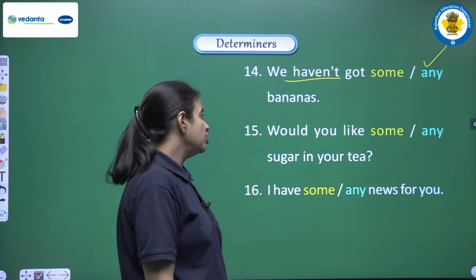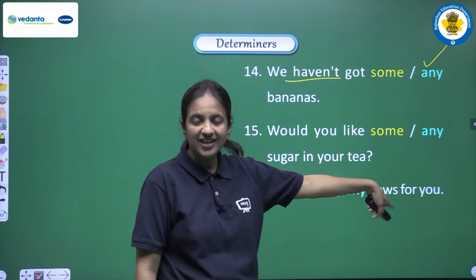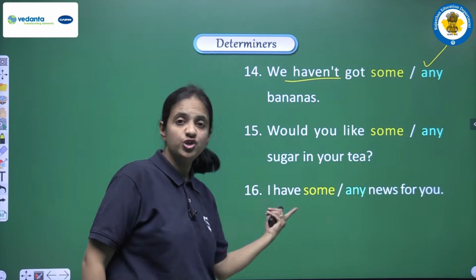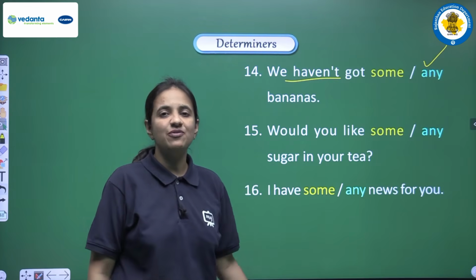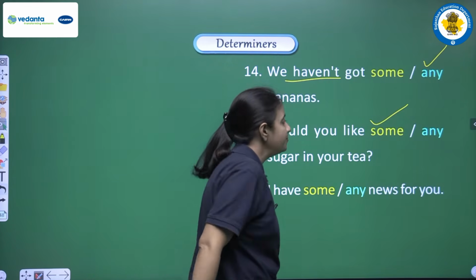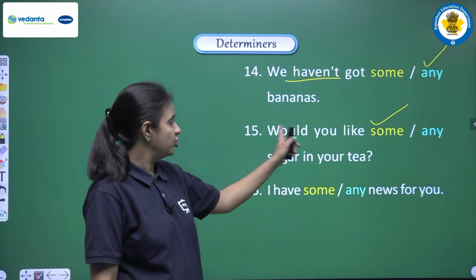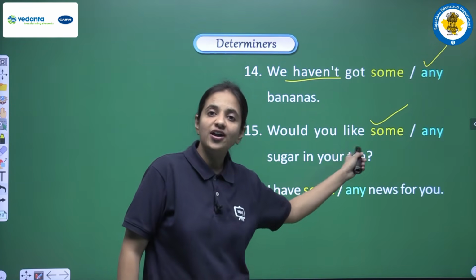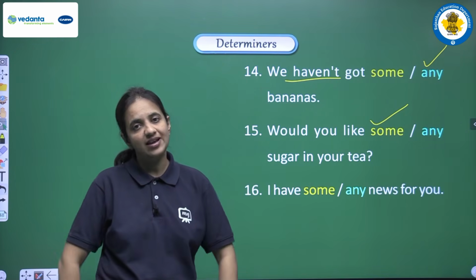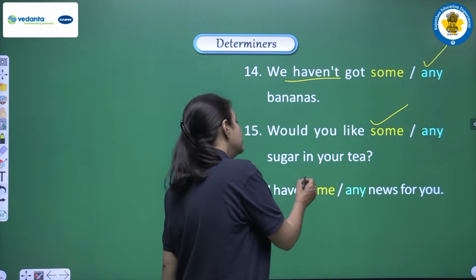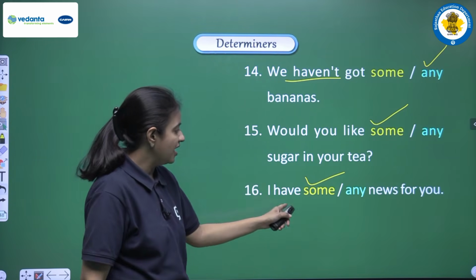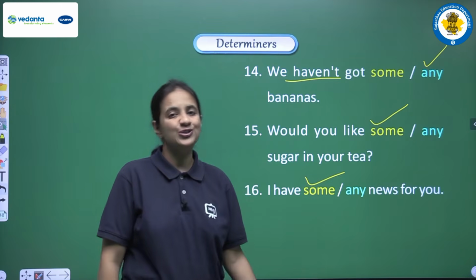Next is would you like sugar in your tea. So here we are offering something, we are offering more sugar, and this is the reason that we are having an offer in the sentence, so we will choose some as our option, and the sentence will be would you like some sugar in your tea. Next is I have news for you. It's a very simple positive structure, we will choose some here as our answer, and the sentence will be I have some news for you.